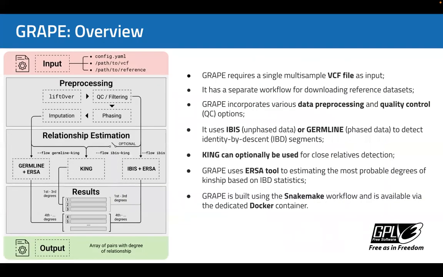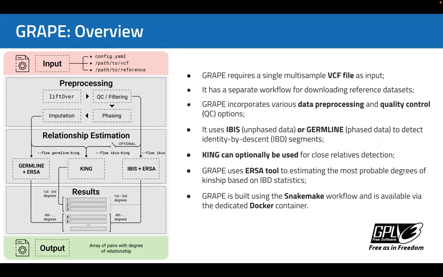Driven by the idea of open and user-led innovation, we have developed GRAPE, the first open-source end-to-end solution for relatedness detection. Let's give a brief overview of the pipeline. GRAPE is tailored to work with genomic data stored in a VCF format. It requires a single multi-sample VCF file as input. It also has a separate workflow to download required reference data and incorporates various data pre-processing and quality control options.